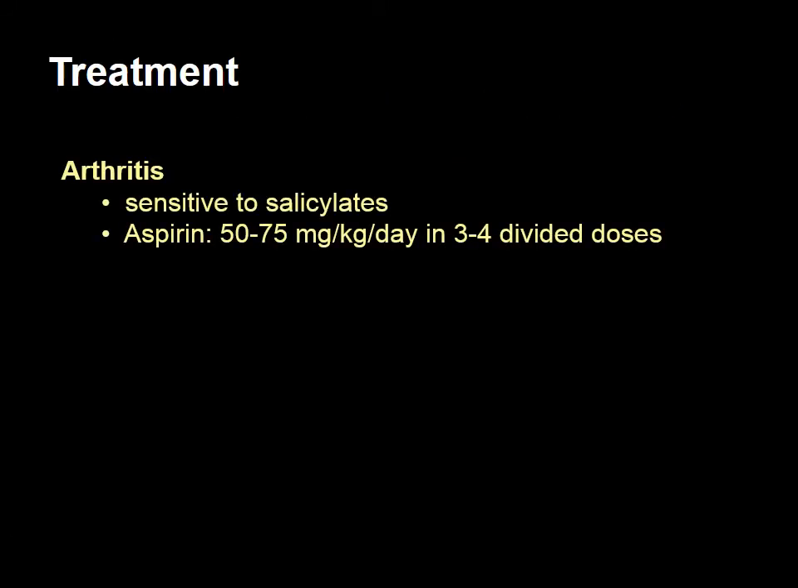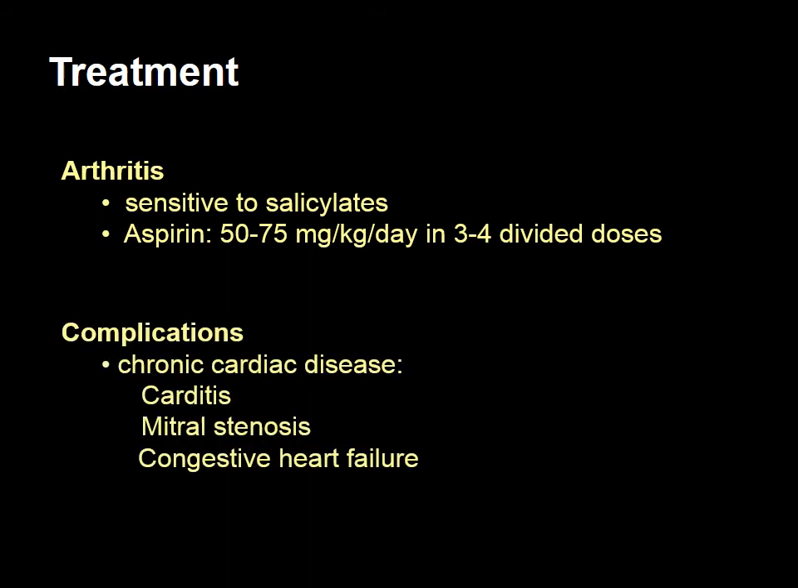For the arthritis, aspirin may be given at 50 to 75 mg per kilogram per day in 3 to 4 divided doses. Hallmark of the arthritis in this disease is its exquisite sensitivity to salicylates. A lack of improvement of the arthritis within about 5 days of salicylate therapy should prompt a reconsideration of the correctness of the diagnosis.